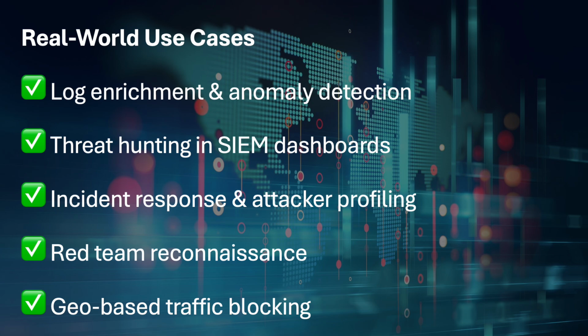Number 4, red team recon. Simulate an attack from another country or avoid detection. Use ASN info to spoof legitimate sources. And finally, geo-based blocking. Block or flag traffic from specific countries for security reasons. All of this becomes possible just by knowing more about IPs.